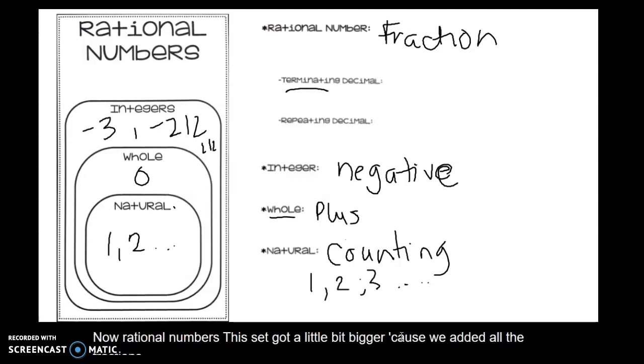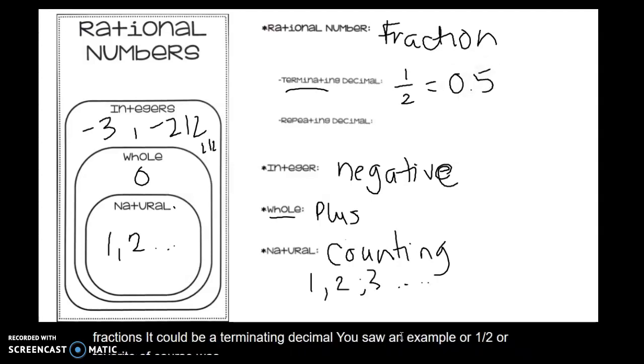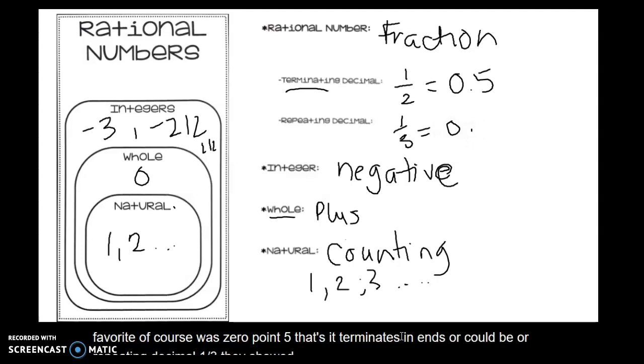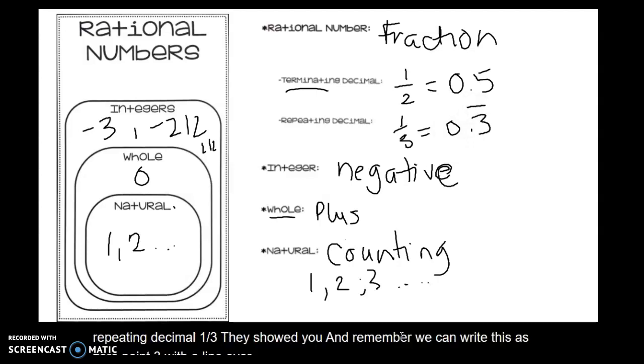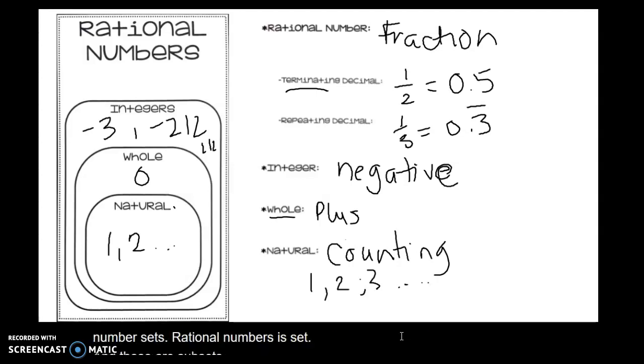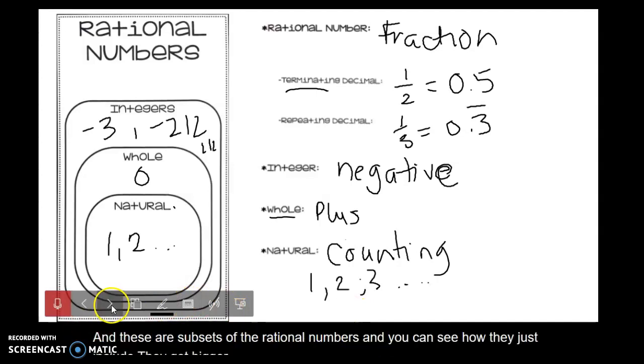It could be a terminating decimal, like you saw in the example, or 1/2. Our favorite, of course, was 0.5. It terminates, it ends. Or it could be a repeating decimal, like 1/3 they showed you. And remember, we can write this as 0.3 with a line over the numbers that are repeating. So these are number sets. Rational numbers are a set, and these are subsets of the rational numbers. You can see how they just got bigger and bigger.